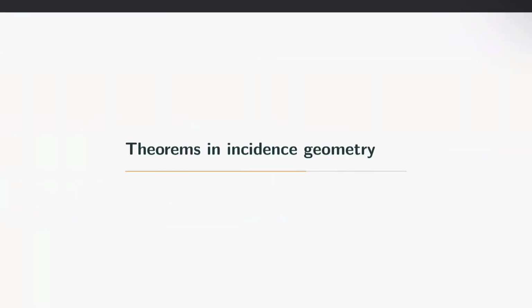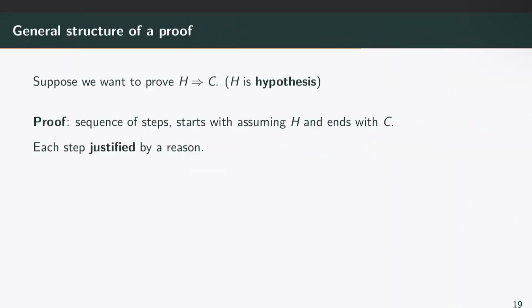Okay, so now let's go ahead and see if we can prove some results in incidence geometry. So the first thing we want to do is think about how to organize a proof. Let's say we want to prove a theorem that takes the form hypothesis implies conclusion. That's my H implies C. H is the hypothesis, C is the conclusion. So the way to prove something like that is we want a sequence of steps that start with H, where we assume that H is true, and then conclude at C. And each step should be justified by a reason.